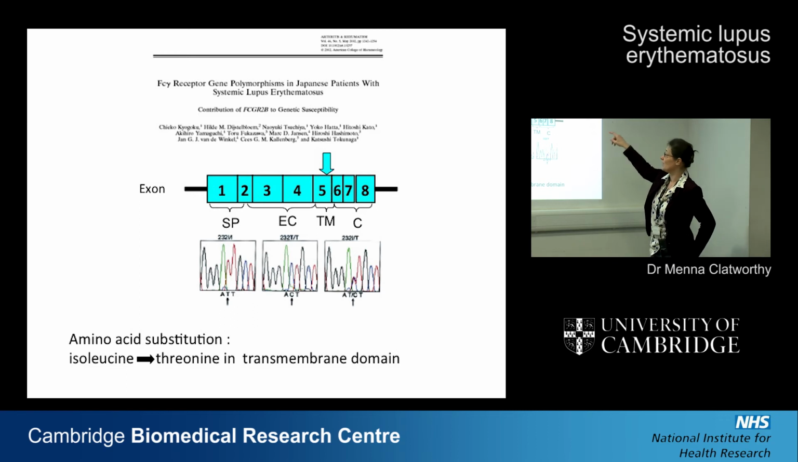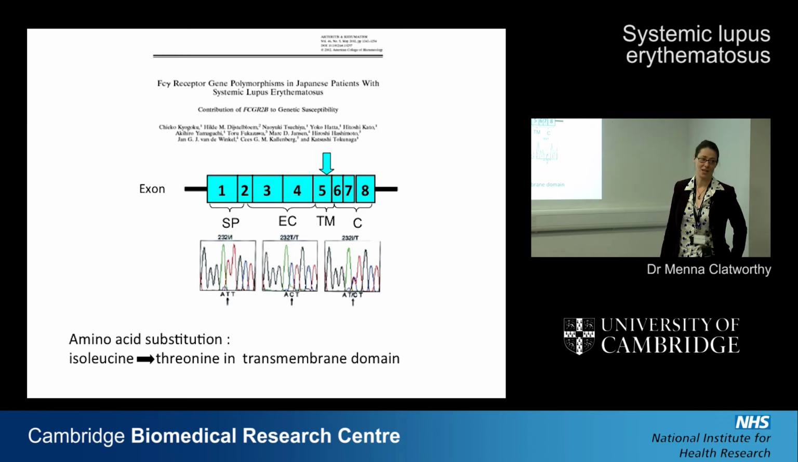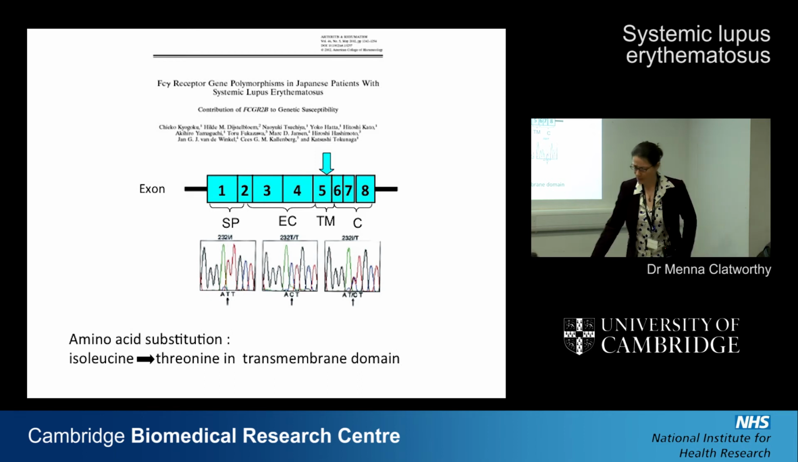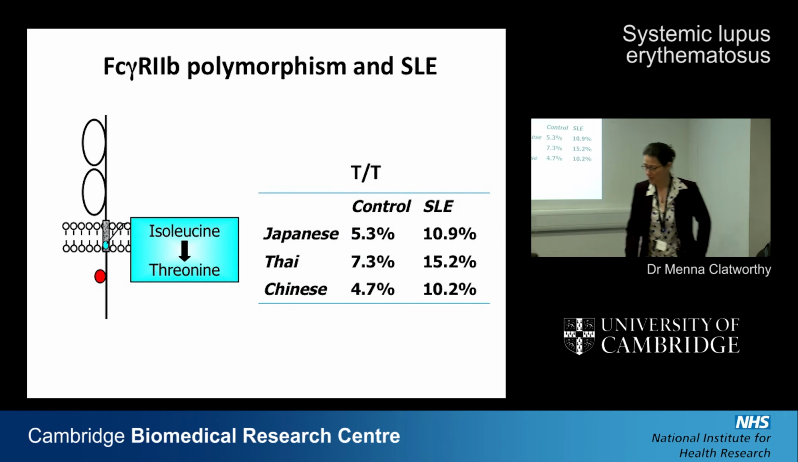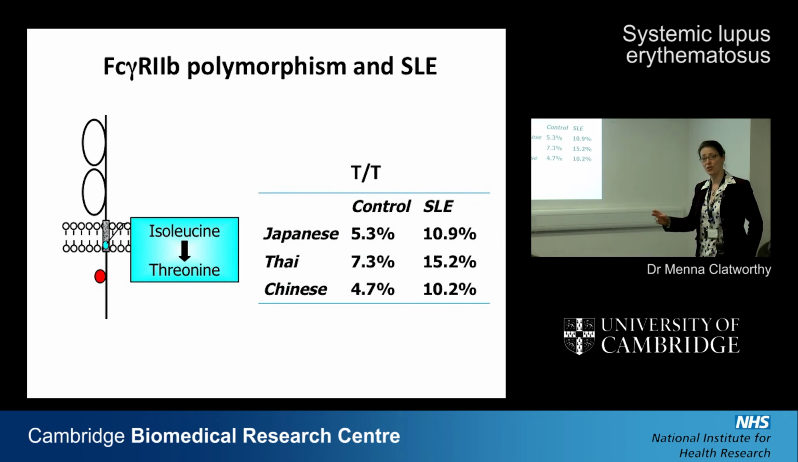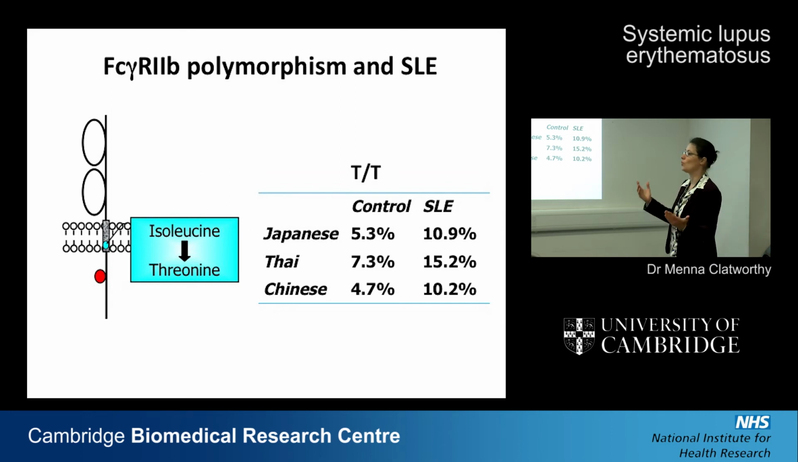And if you have a polymorphism in the cytoplasmic domain of the receptor, it might affect the signaling capacity, making that receptor no longer able to recruit SHIP. But this SNP wasn't in either of those, it was in the transmembrane domain, so that was a bit perplexing. The reason these people had flagged it up was because they did a case control study. You take your patients with lupus, you take your controls, and you ask, what's the frequency of this SNP I'm interested in?